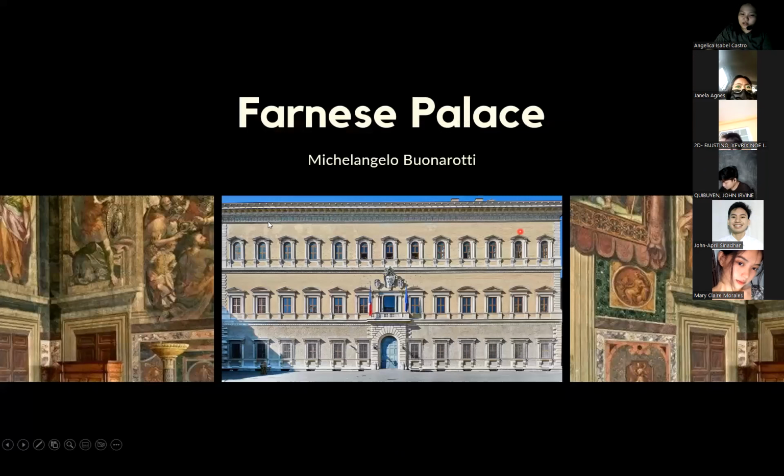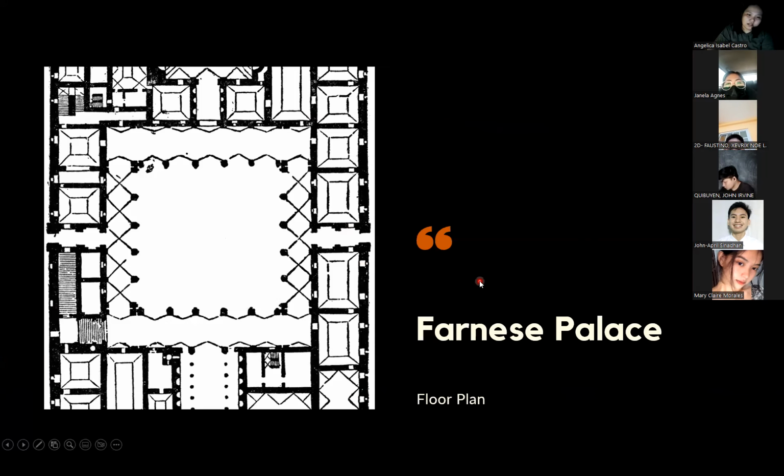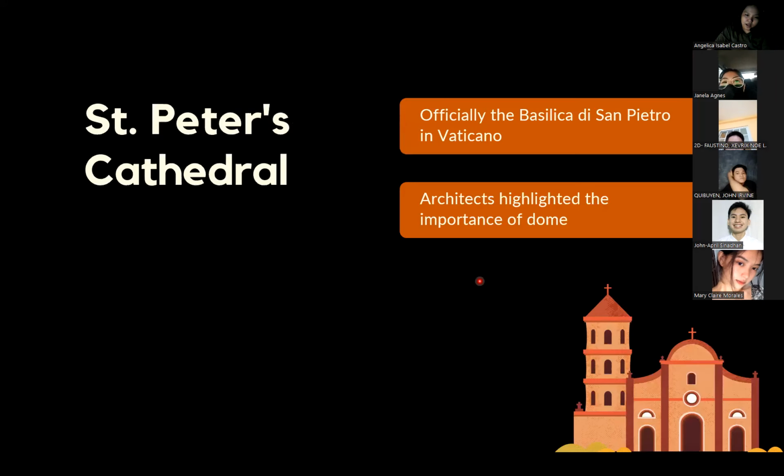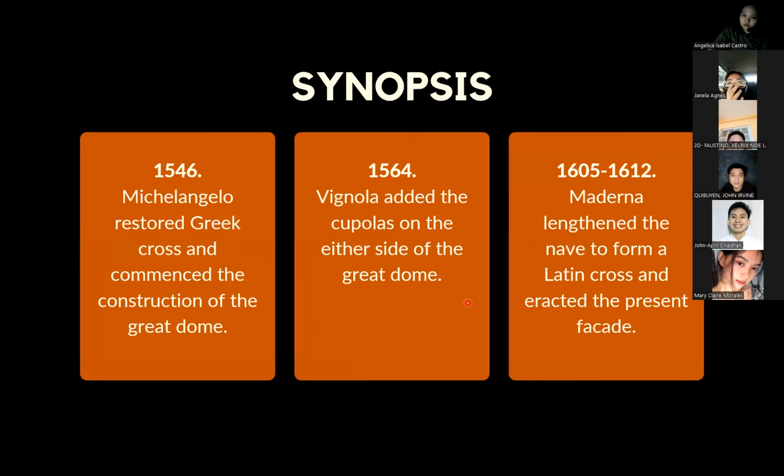This is the Farnese Palace, very regular, very symmetrical. What do I mean by symmetrical? If I divide it vertically, the symmetry is vertical. If I divide it in the middle, what you see on this side will also be what you see on this side. Okay, is that clear? This is the plan of your Farnese Palace. And that ends my discussion.